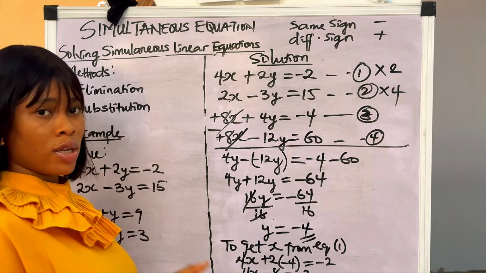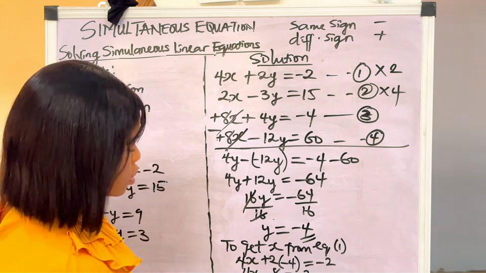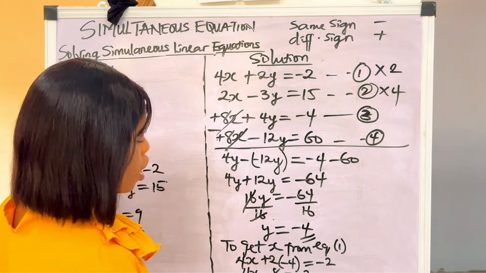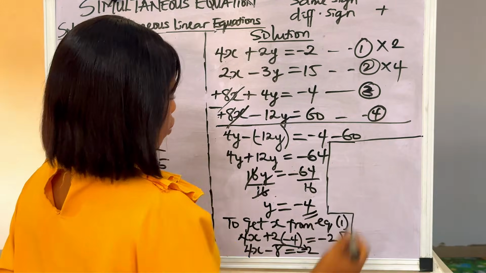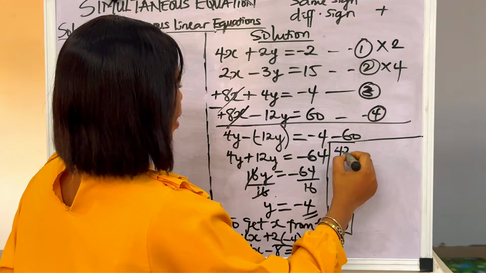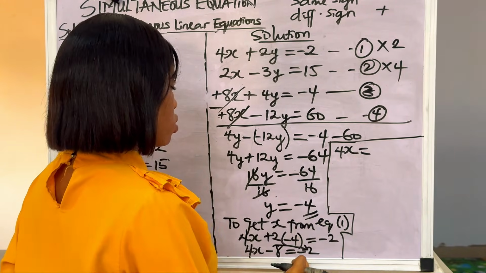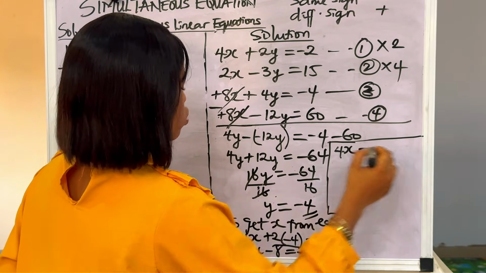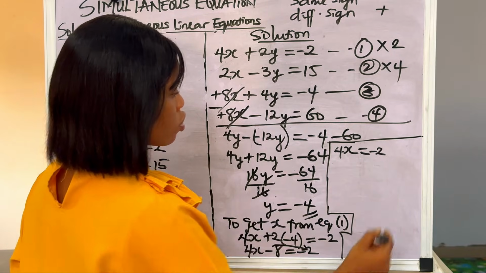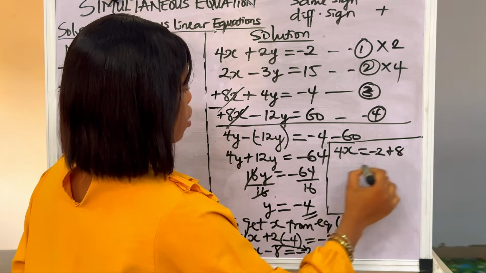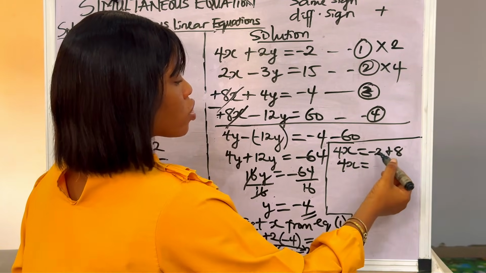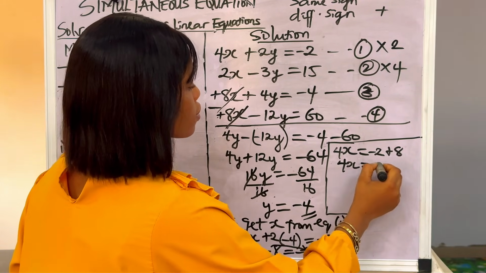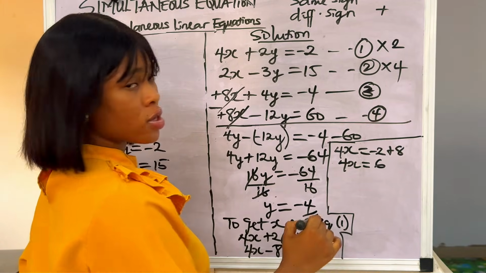Then you have 4x plus 2 times minus 4, that's minus 8, equals minus 2. And so this is giving us a simple equation. We move our minus 8 over to the other side, and then we have 4x equals minus 2. Minus 8 crossing over becomes plus 8. Then we have 4x equals minus 2 plus 8, that is positive 6.